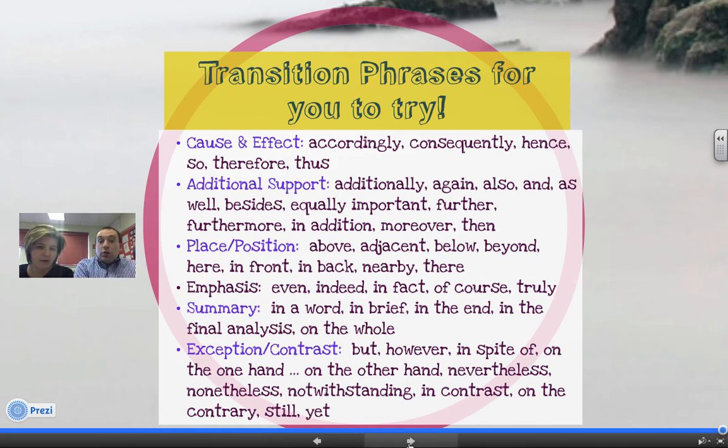Okay. So good luck in your transitions. For mastery, we would expect to see these transitions used effectively in your writing, throughout your piece.